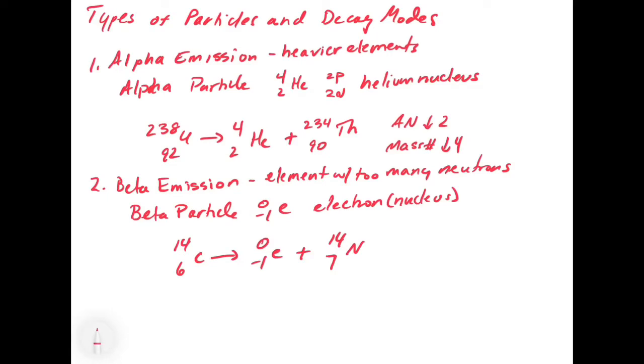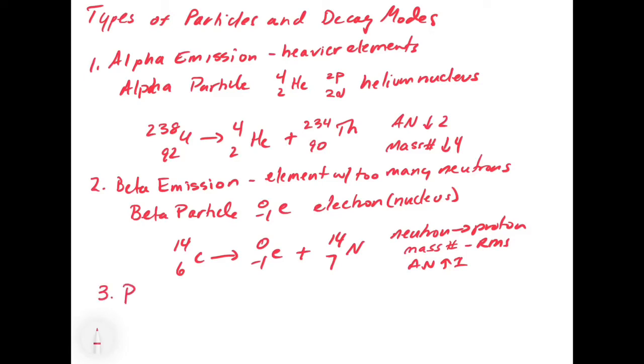We've taken an element like 14/6 carbon, which has what seems like too many neutrons, and we've converted one of the neutrons to a proton. That's actually what this does. This converts a neutron to a proton. So basically the mass number remains the same, and the atomic number increases by 1. That's what a beta emission does. So now let's look at the next one.